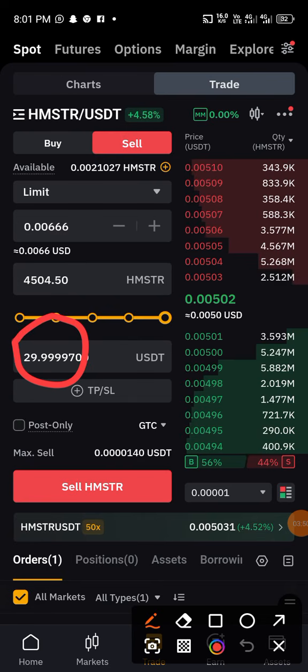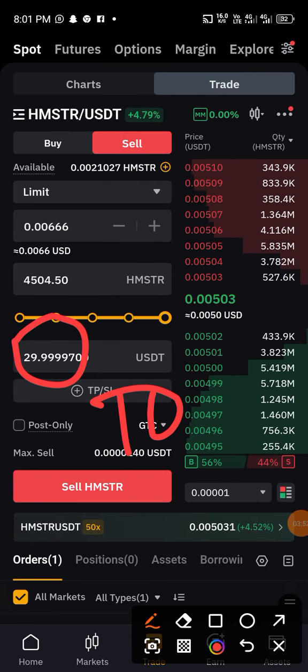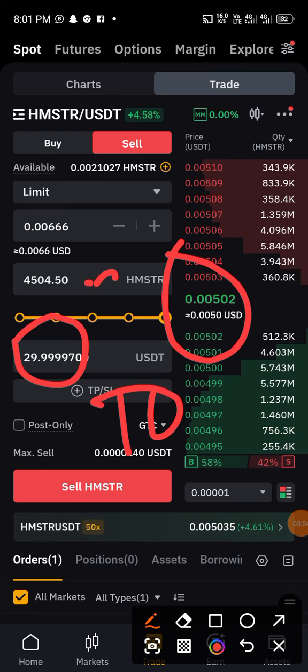Don't forget, initially this was 10. And after the price triples, it becomes roughly 30.